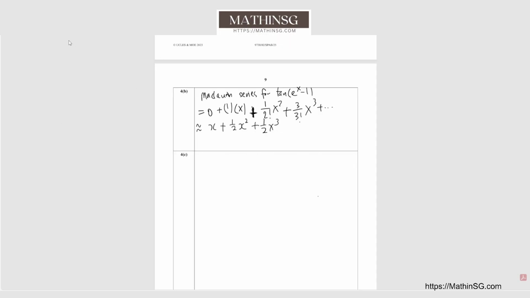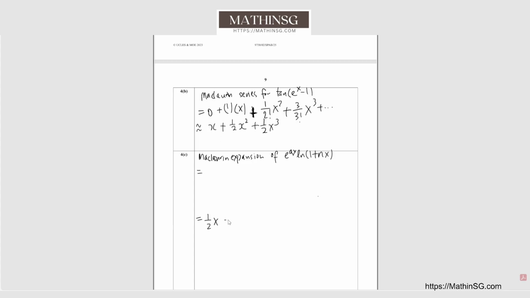In other words, we know that the Maclaurin expansion of e to the power of ax times ln(1 plus nx), the first two terms, is basically half x plus 1/4 x squared, because the first two terms of this expansion are twice as big as the first two terms of this expansion here. So this is what we are given.